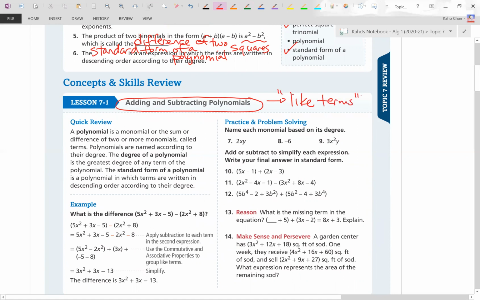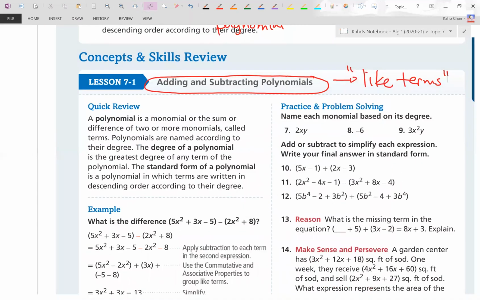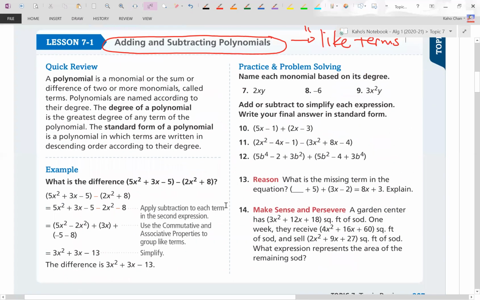They have to have the same number of variables and powers of those variables. All right, polynomials defined right here. It's a monomial or sum or difference of 2 or more monomials. Those are called terms.